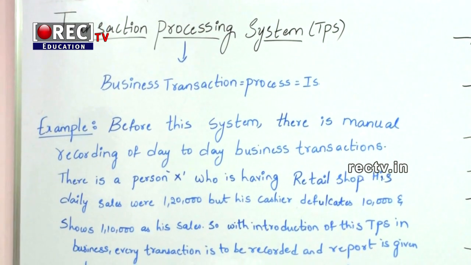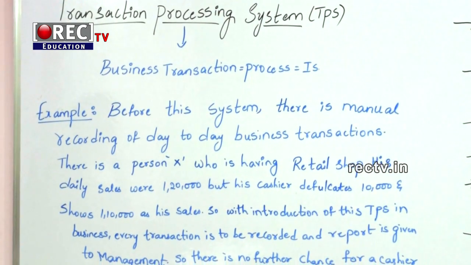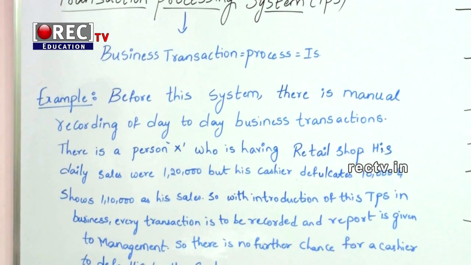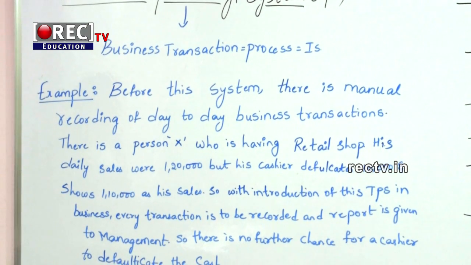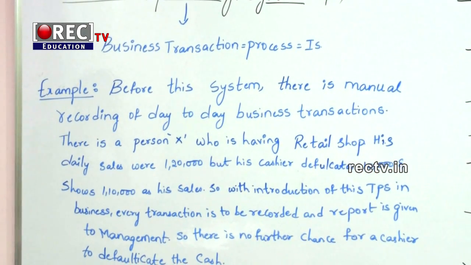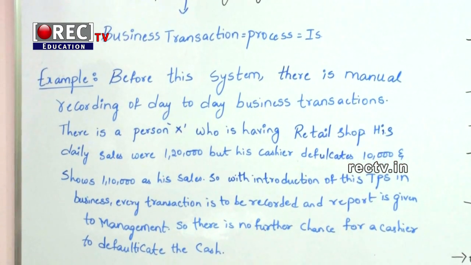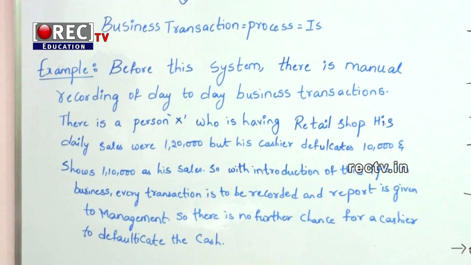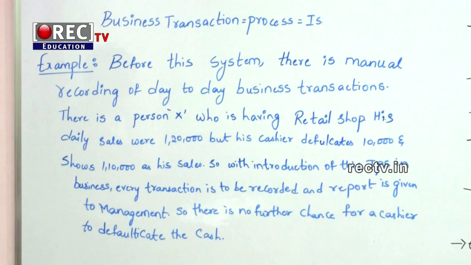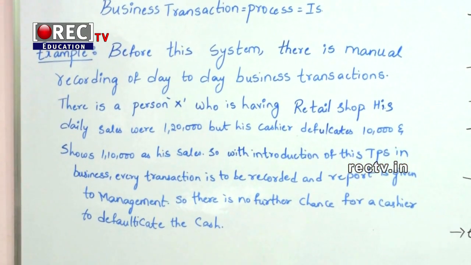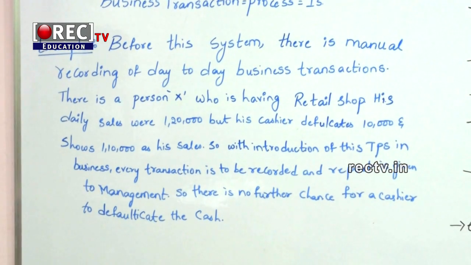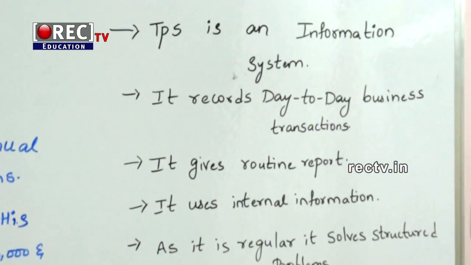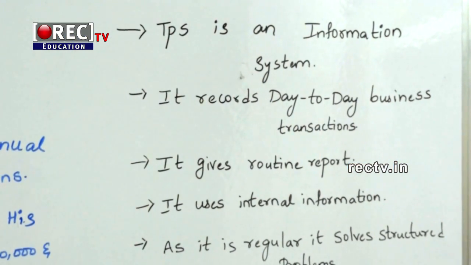Before introduction of this system into a business, there is manual recording of day-to-day business transactions. There is a person X who is having a retail shop. His daily sales were 1,20,000, but his cashier defaults 10,000 daily and shows 1,10,000 as his daily sales. So, with introduction of this TPS in business, every transaction is recorded and a report is given to the management. So, with introduction of this system in the business organization, there is no further chance for a cashier to misappropriate the cash. By understanding this example, one can understand these points very clearly.